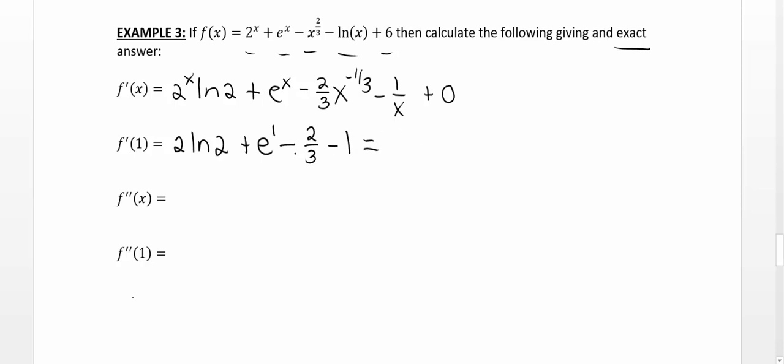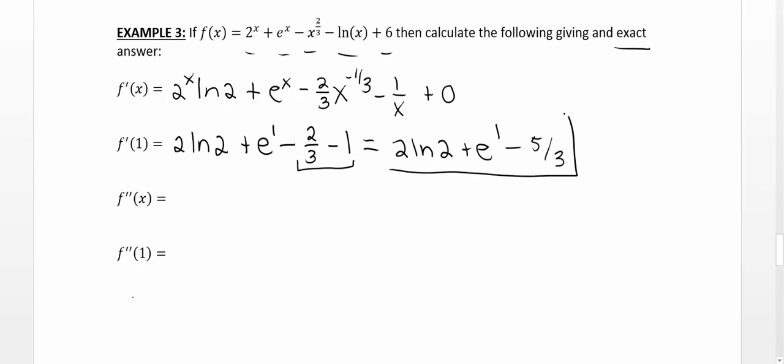Now the only thing I'm going to do here is combine my two constants. So the first term stays 2 natural log of 2 plus e to the 1. And I have minus 2/3 minus 1. So that's going to give me minus 5/3. So my final answer in an exact form looks like this. I don't have to write the 1 power of e. I could just write e and it would be the same thing. But here I'm writing it just so I remember that it's no longer a function and it's now a number.